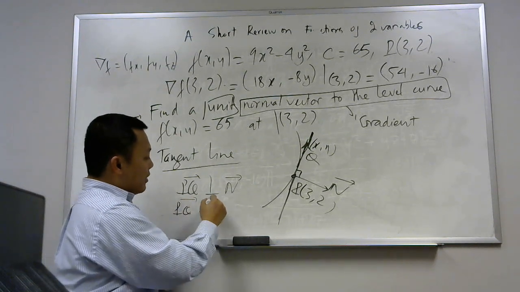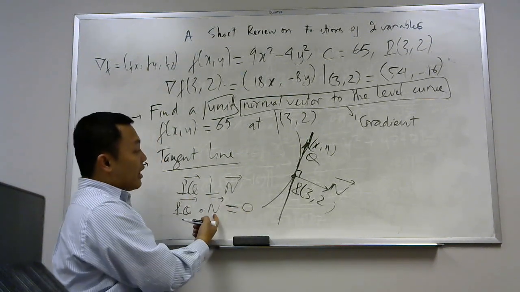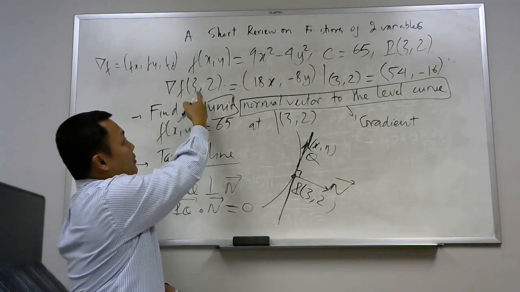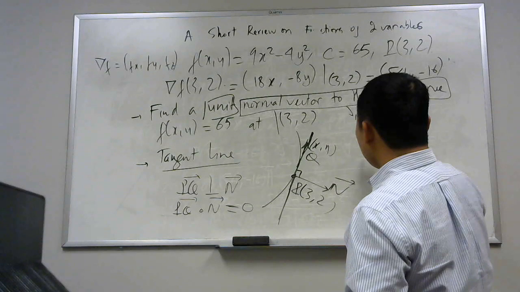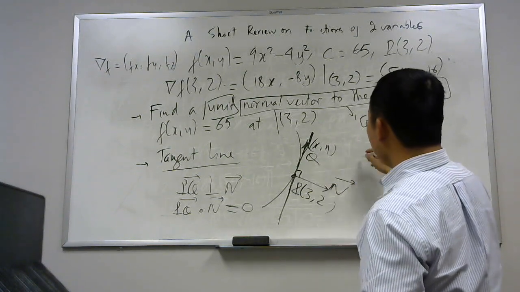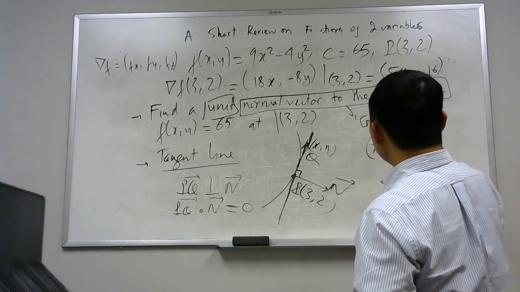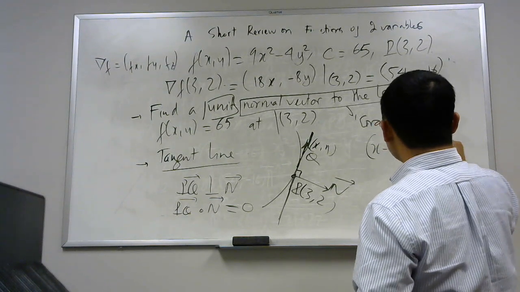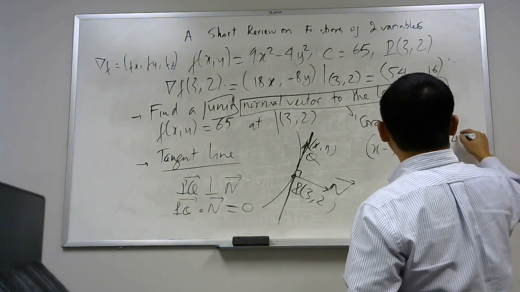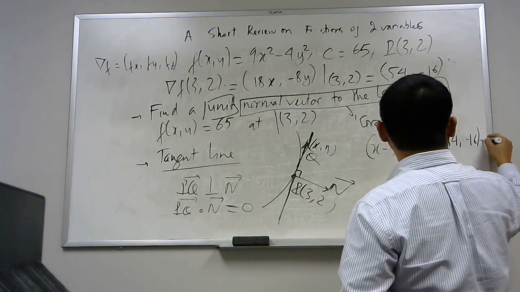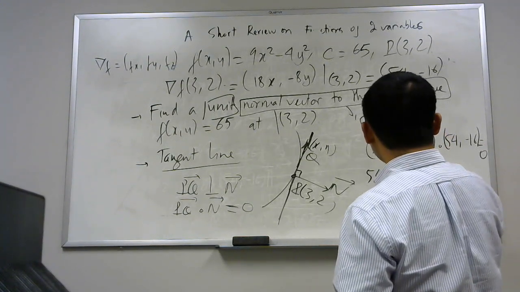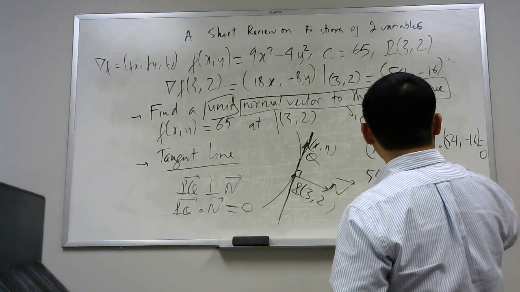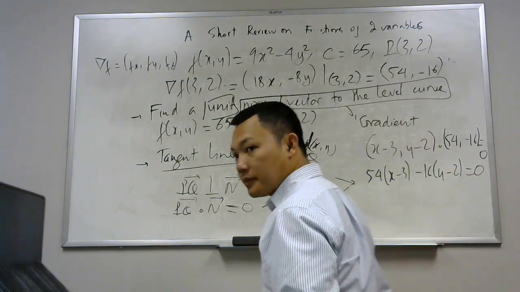Dot product with n is 0. But what is n? N is the gradient. What is PQ? We can write that easily. Let's say PQ is x minus 3, y minus 2, dot product with 54 and negative 16 equal to 0. Overall, I have 54 times x minus 3 minus 16 times y minus 2 equal to 0.